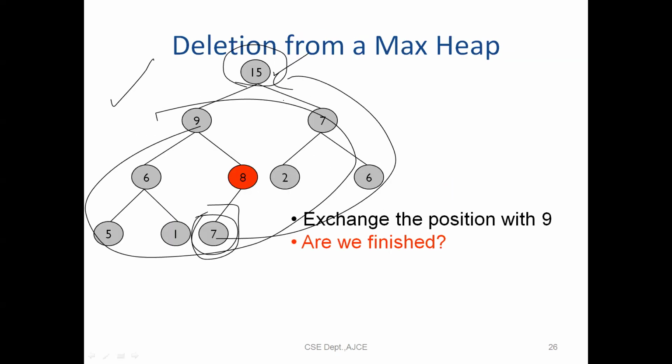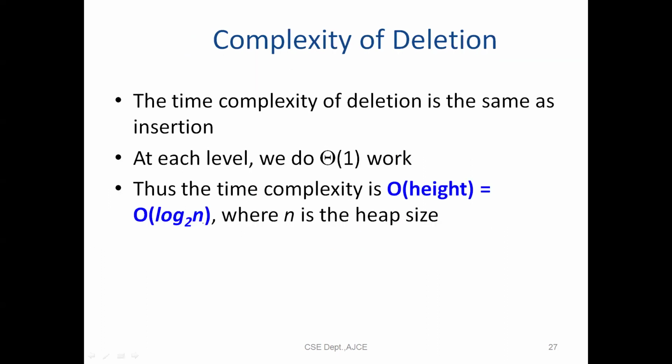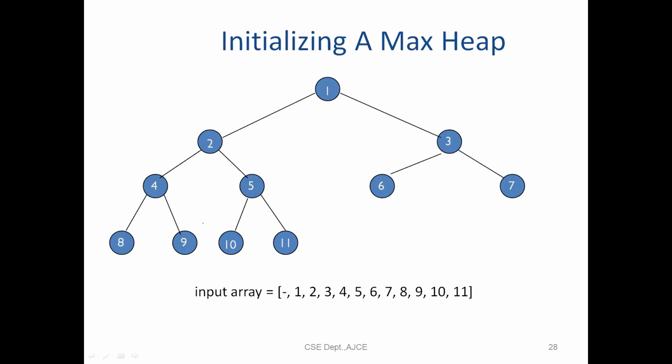So in this way, what was the complexity? There's a possibility that 8 could have found its location in the last level, so from the root node you can move to the last level. What is the height of the tree? Log n to the base 2. So the complexity is O of log n to the base 2.